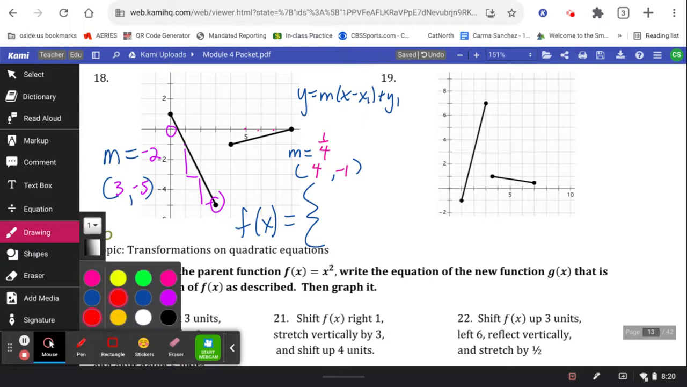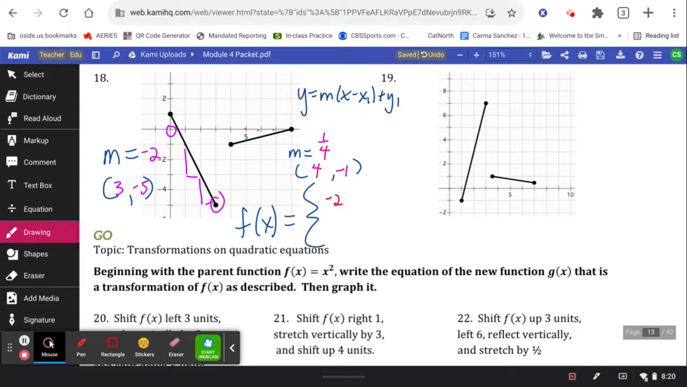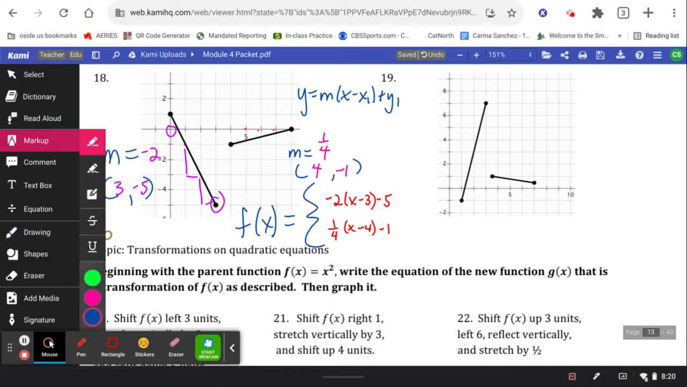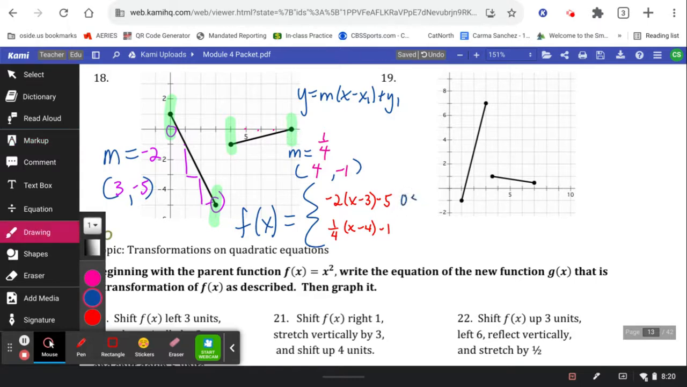So now that I have those two pieces, I'm ready to go plug into this function. I'm going to say m(x minus x1) plus y1 and m(x minus x1) plus y1. Now we're going to put our domain. The domain of this one goes from 0 to 3, and this one goes from 4 to 8. And they're closed dots. So we're going to say from 0 to 3 inclusive, and from 4 to 8 inclusive because of those closed dots.